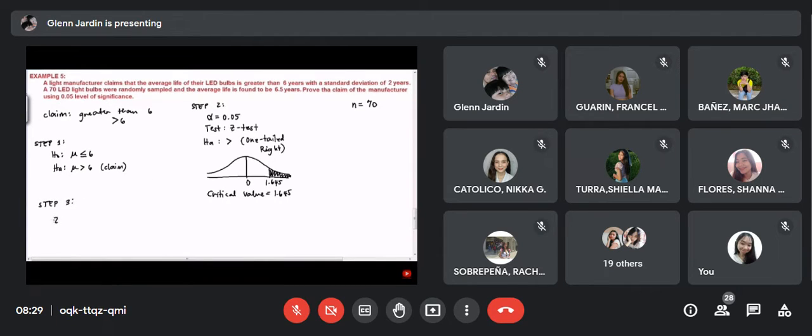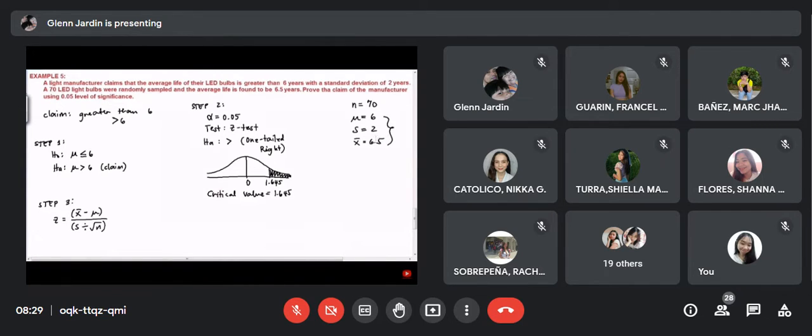So, compute na natin yung value ng z value kasi this one is z-test. So, x minus mean over standard dev divided by square root of n. So, may n na tayo, 70. Yung mu natin, ito na yon, 6. And then standard dev, hanapin natin. So, with a standard deviation of 2 years, ayan, so 2. And then, syempre, yung natitirang isang variable dyan, which is mean ng sample, is ito, 6.5 years.